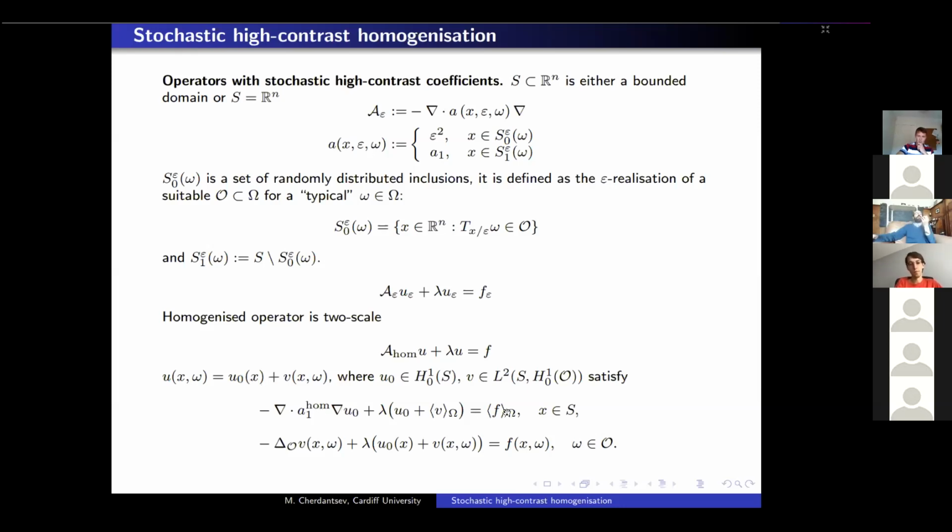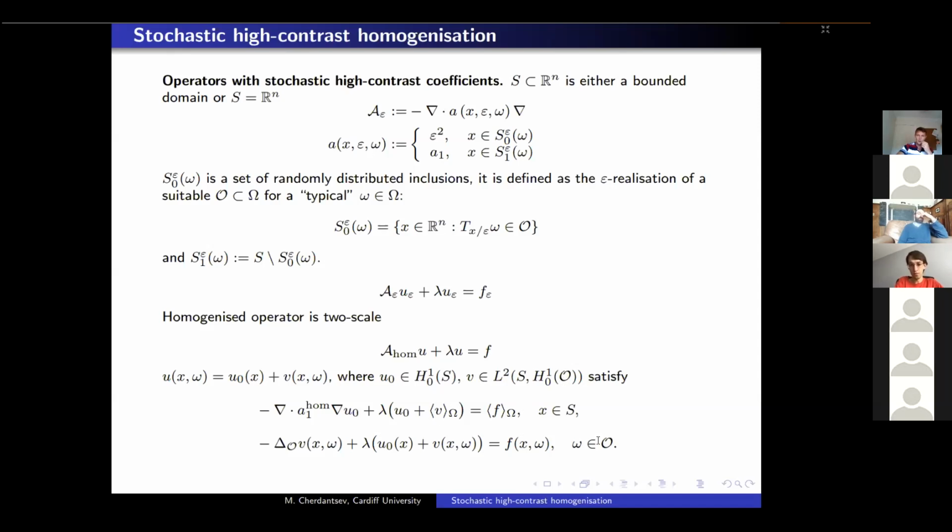So you have a macroscopic component of this operator and a microscopic component. U naught here doesn't depend on y, and v doesn't depend on omega, where omega is an element of the probability space. Here the microscopic equation is in terms of the probabilistic Laplacian, again with Dirichlet boundary conditions. Rigorously speaking, you cannot define the trace of a function on the probability space, but you just assume that your function v belongs to the space H1 on the whole omega and is 0 outside this set O.